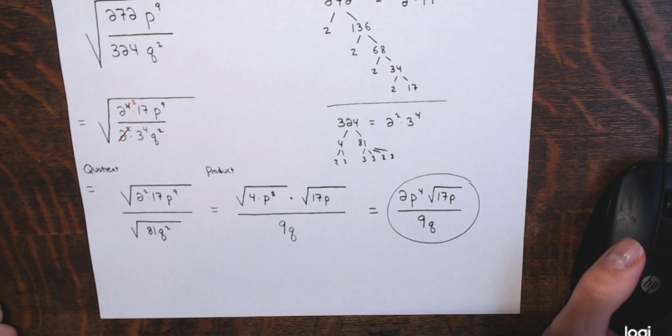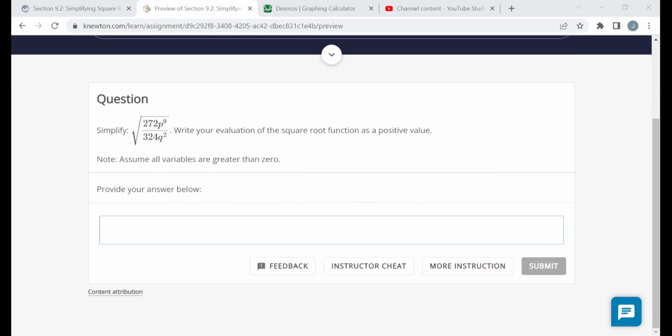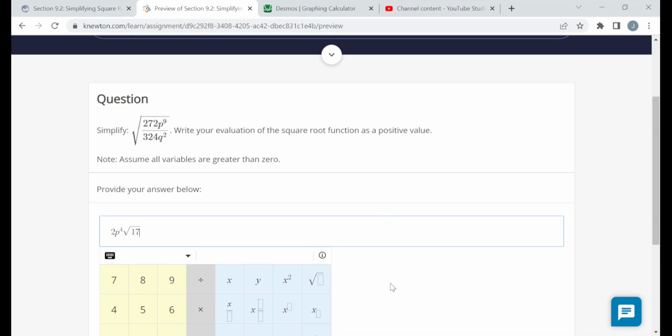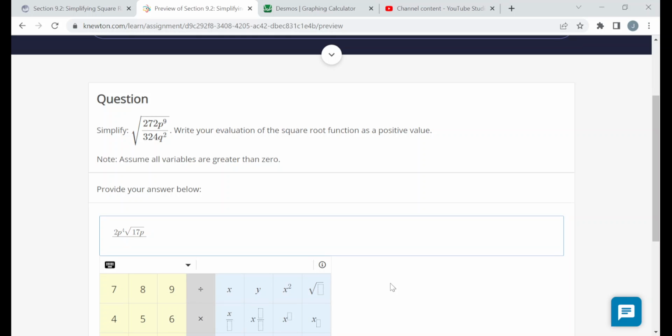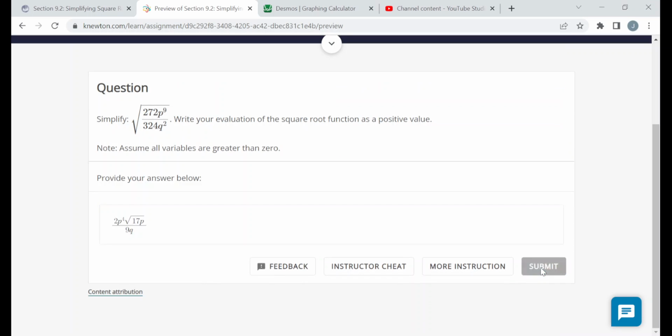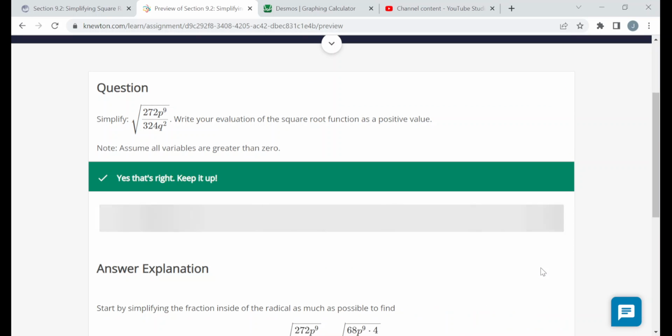Wonderful. So in the numerator, 2p to the fourth times the square root of 17p, and then denominator 9q. And this should be good. Great.